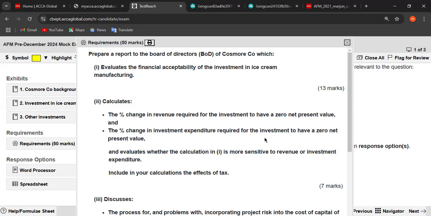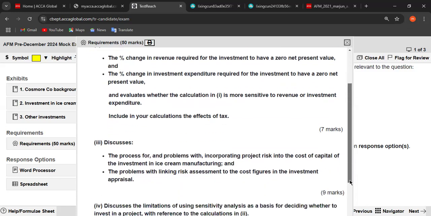And then the third part of the question, the examiner is asking the process for and problems with incorporating project risk into the cost of capital for the investment in ice cream manufacturing, and the problem with linking risk assessment to the cost figures in the investment appraisal. So this discussion part was very important. The process for and the problems with incorporating project risk.